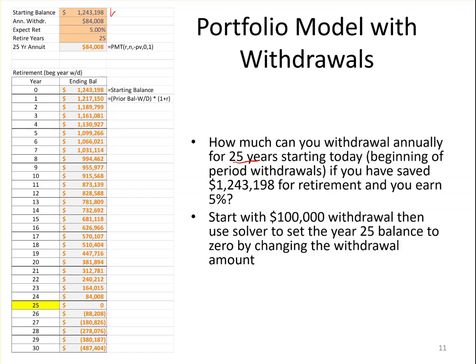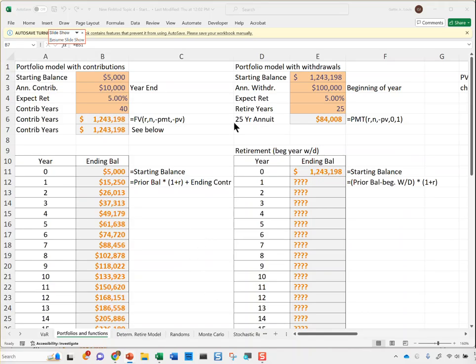All right, you're going to start with beginning of period withdrawals. Okay, you have $1.2 million. You're going to start withdrawing an amount given today. The question is, how much can you withdraw for 25 years if you continue to earn 5% on your portfolio and you had that $1.2 million? What we'll do is start assuming I'm going to withdraw $100,000 a year, and we'll see if that lasts me 25 years. And then we'll use a goal seek to try to figure out the amount I could safely withdraw. So back to the spreadsheet.